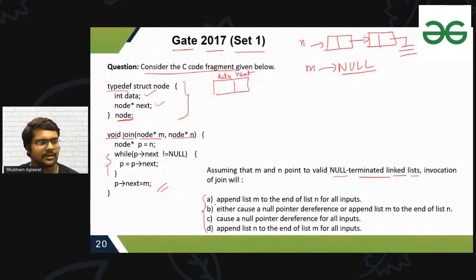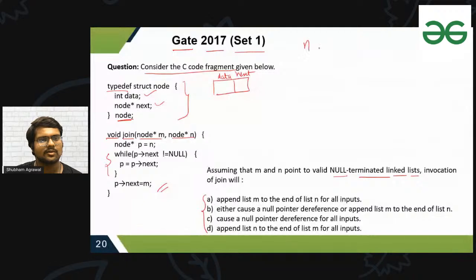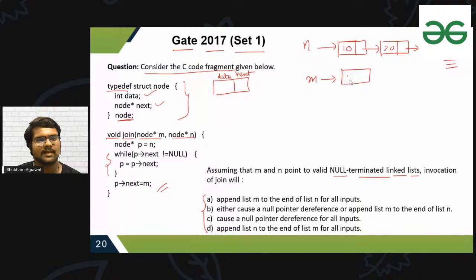Okay, so we have to see which option is satisfied here. For that, let's consider two lists. Let's take two examples. So n is this, and the last element is null, and we have again a list m in which 50 is there, then we have 60. So n contains two elements, and list m contains three elements. So we have taken an example to run this code.